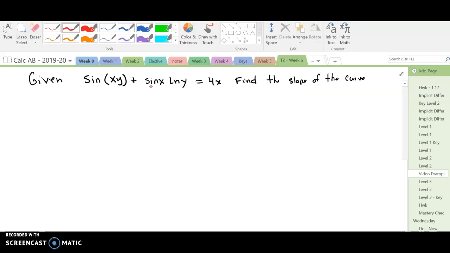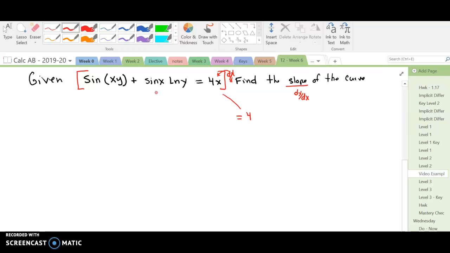Given this curve, you've been asked to find the slope of the curve at any point. And so that just means that we need dy/dx. And so we need to take a derivative with respect to x for every term. And so this first term, the derivative of 4x is 4.